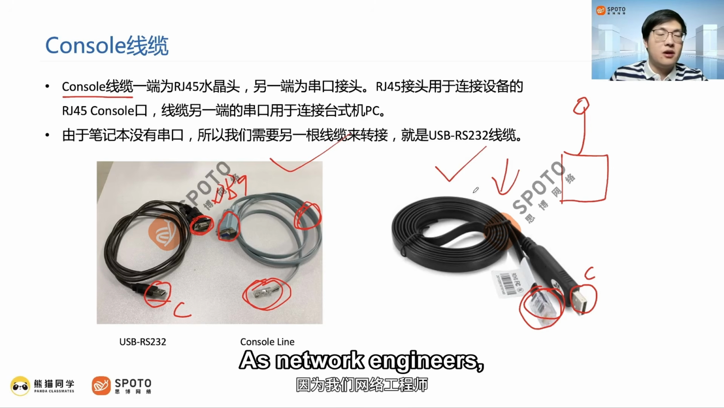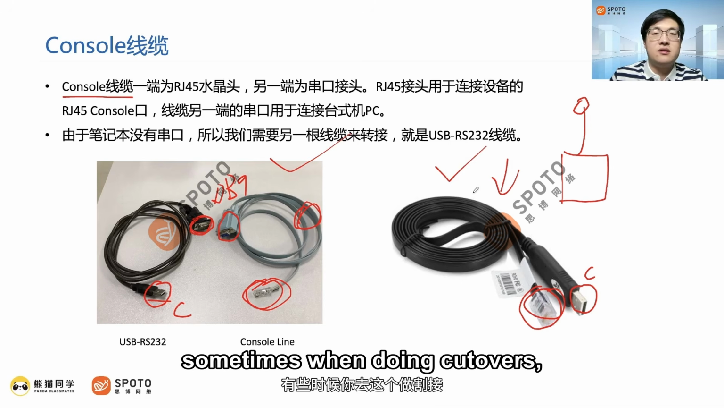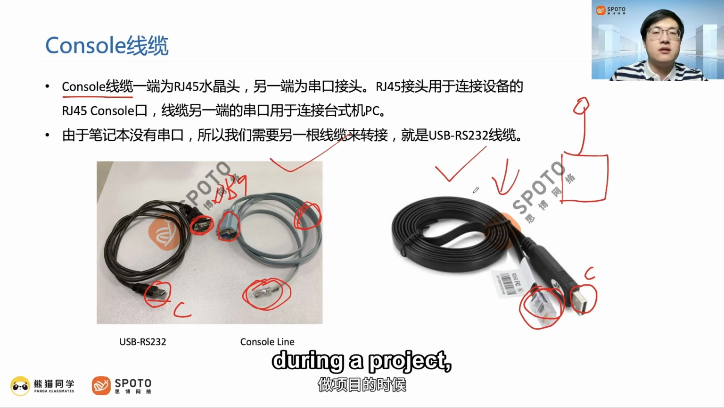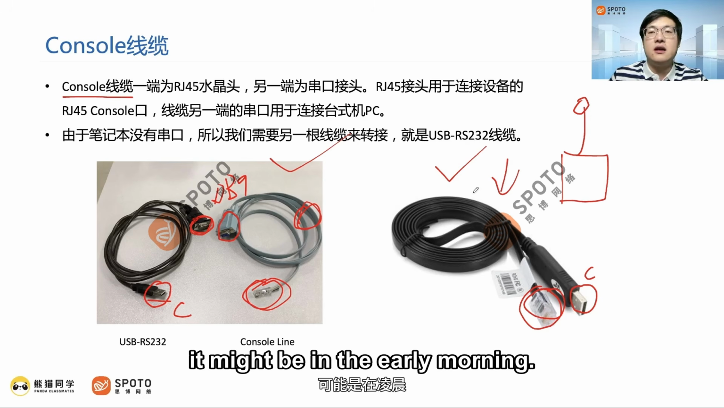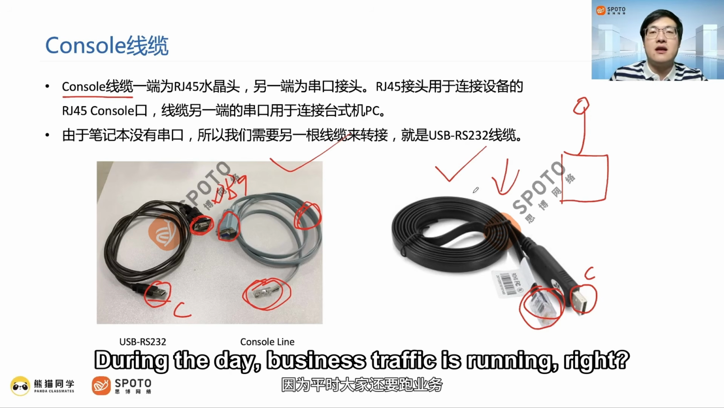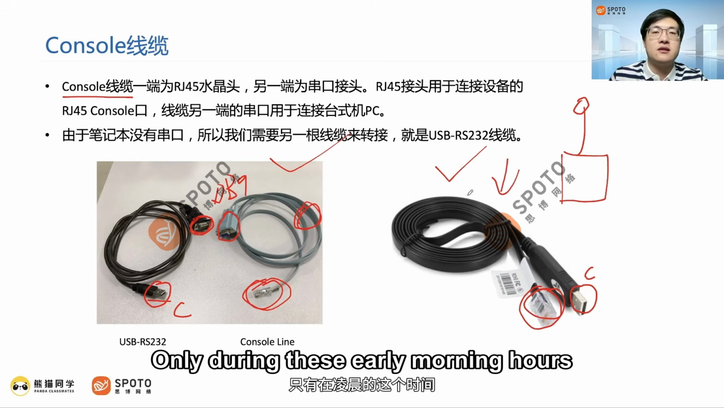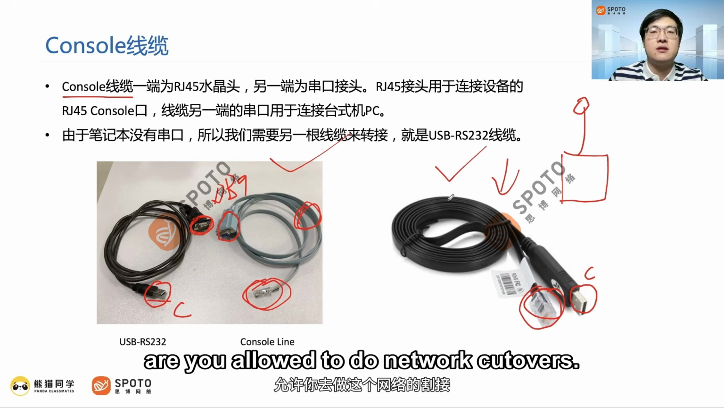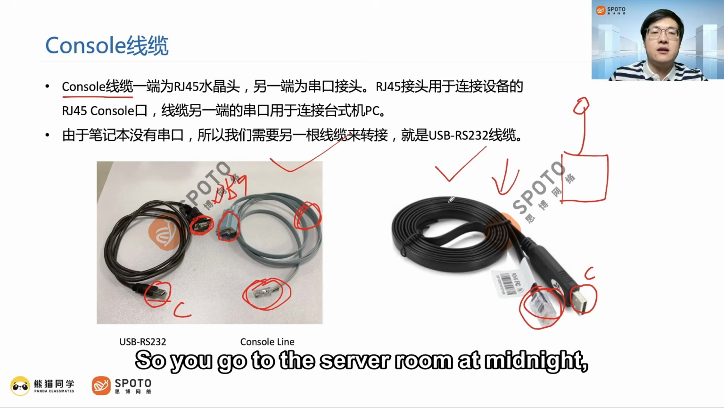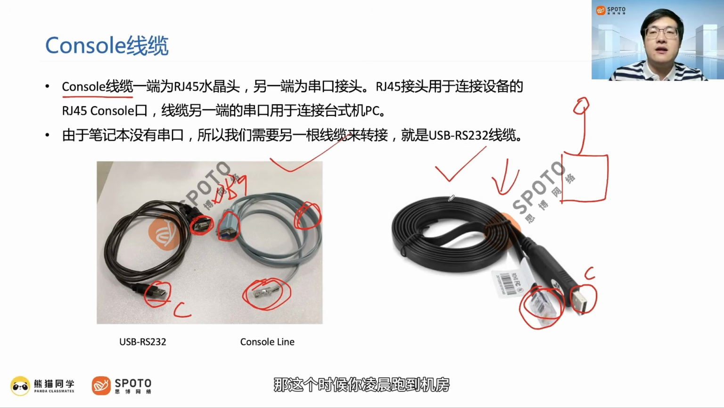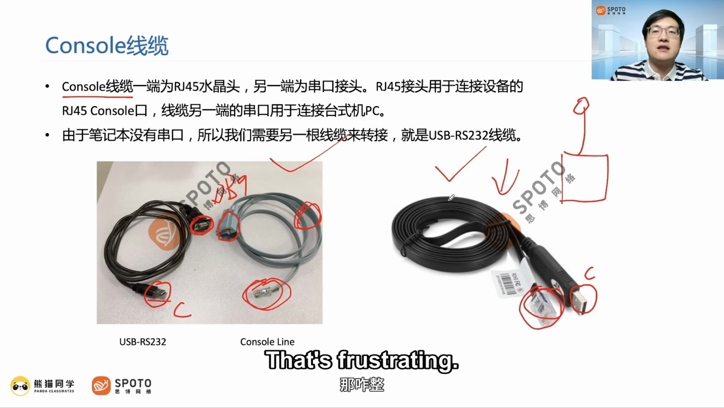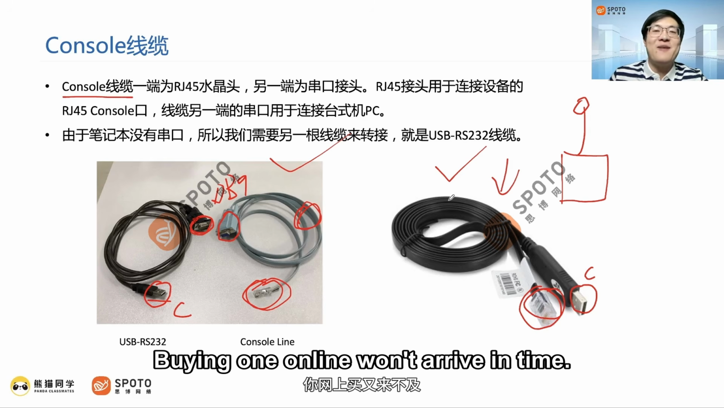As network engineers, sometimes when doing cutovers during a project, it might be in the early morning. During the day, business traffic is running, there's traffic flowing. Only during these early morning hours are you allowed to do network cutovers, network operations. So you go to the server room at midnight, start configuring, and halfway through you find the console cable is faulty. That's frustrating. Buying one online won't arrive in time.